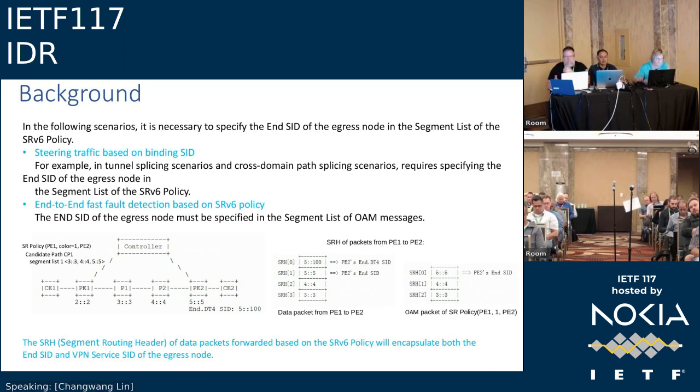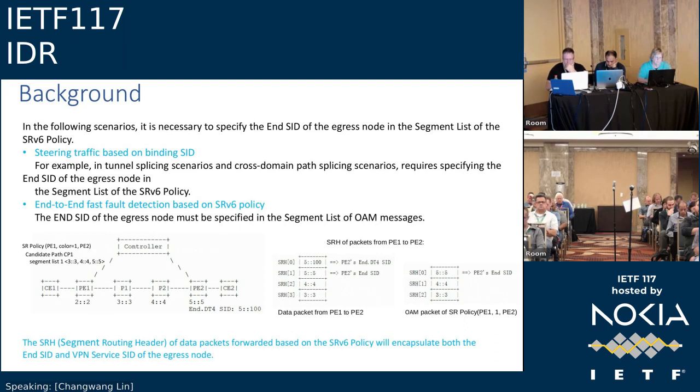First, let's take a look at the background of this draft. In the following scenarios, it is necessary to specify the End SID of the egress node in the segment list of the SRv6 policy. Scenario 1, steering traffic based on a binding SID. Because the binding SID cannot be the last SID, it is necessary to add another End SID of the egress node after the binding SID. Another scenario is end-to-end fast fault detection based on SRv6 policy. The End SID of the egress node must be specified in the segment list of OAM messages.